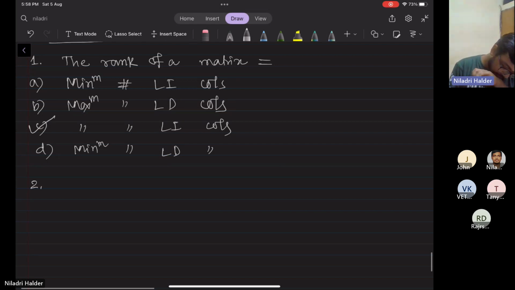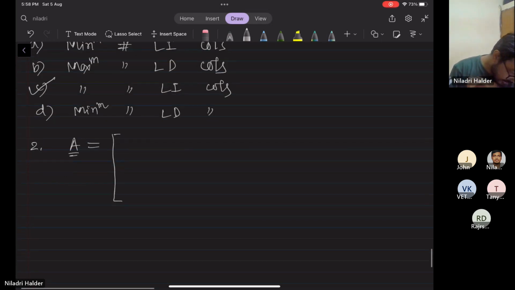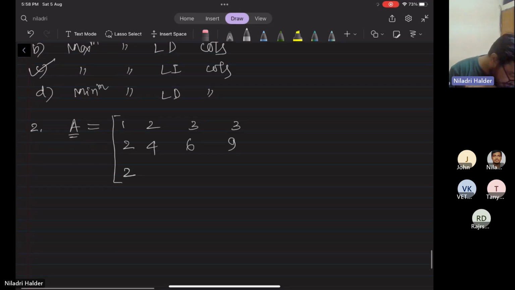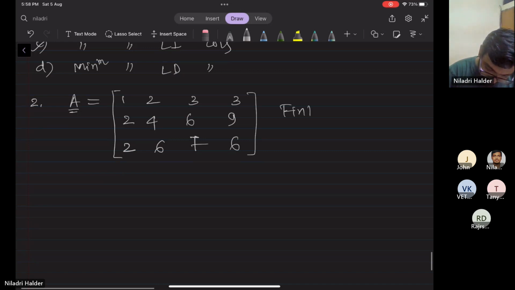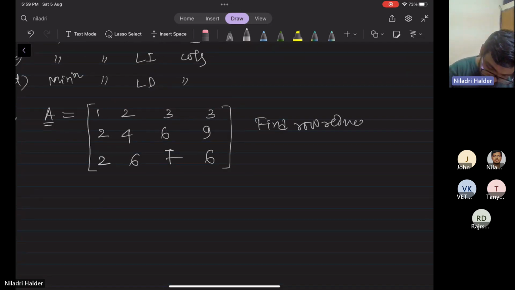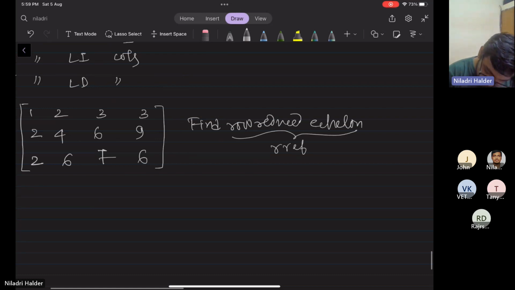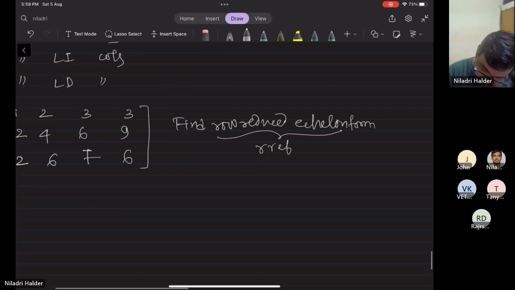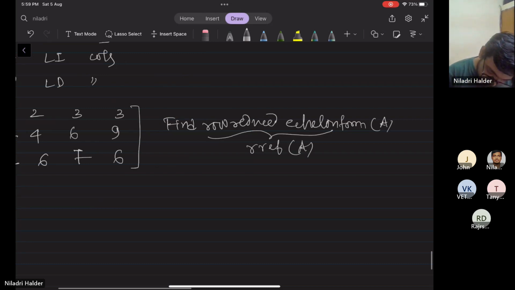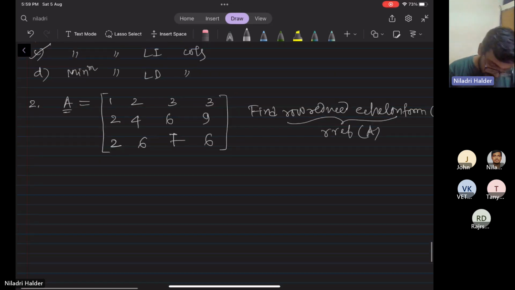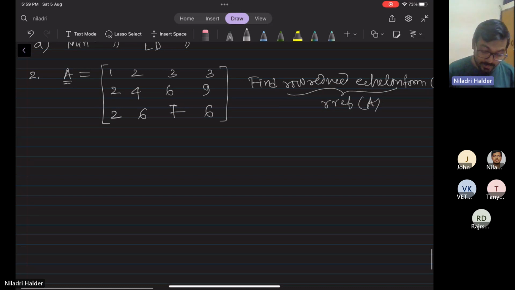And the second question is, let's take a matrix A equal to [1, 2, 3, 3; 2, 4, 6, 9; 2, 6, 7, 6]. The question is to find the row reduced echelon form. What is the RREF of A? So how to find it out? We should do some elementary row operations.